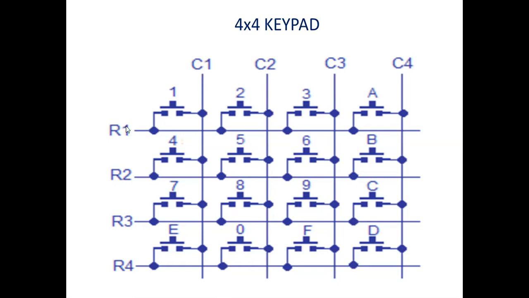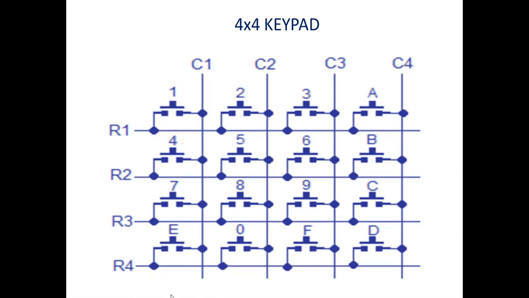So you have to activate a row and you need to read the columns. Suppose switch 2 is pressed during row 1 scanning, then column 2 returns logic 1, whereas columns 1, 3, 4 return logic 0.